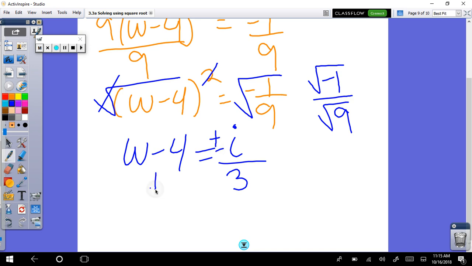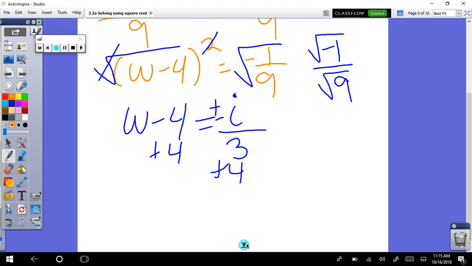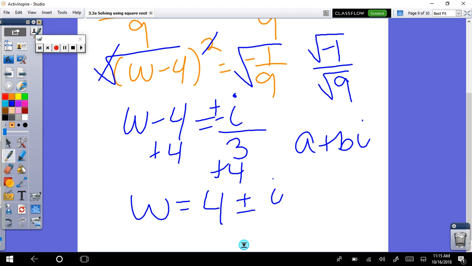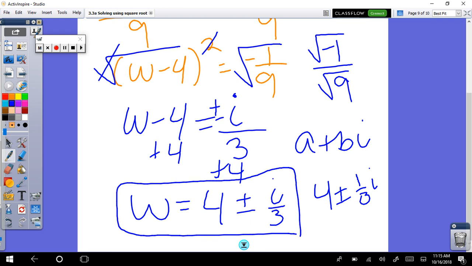Now I'll need to add 4 to both sides. And I want to write my real part first, again, a plus bi. So this will be w equals positive 4 plus or minus i over 3. Or that could also be thought of as 4 plus or minus 1/3 i, which is the same thing, because it's 1i over 3. All right. And that's it.